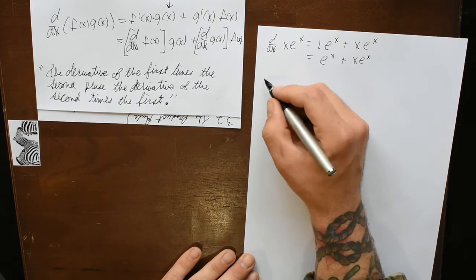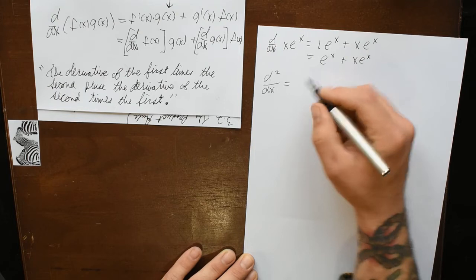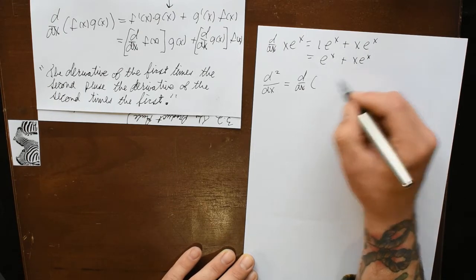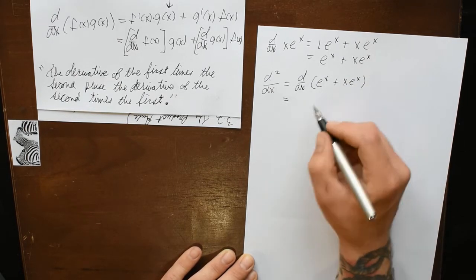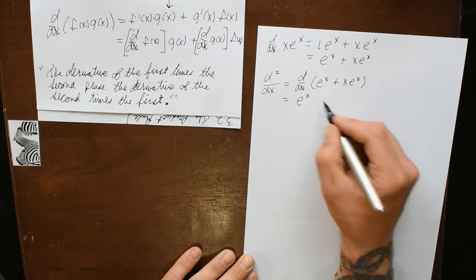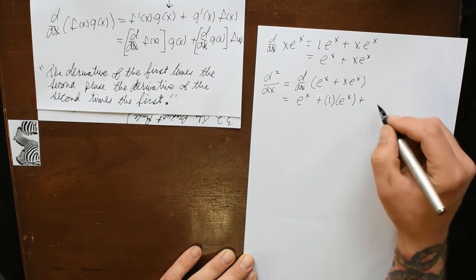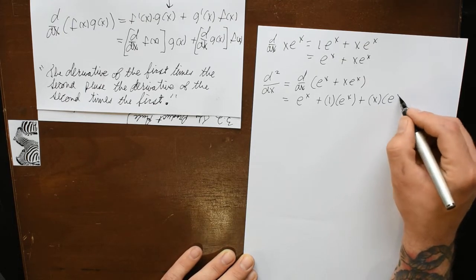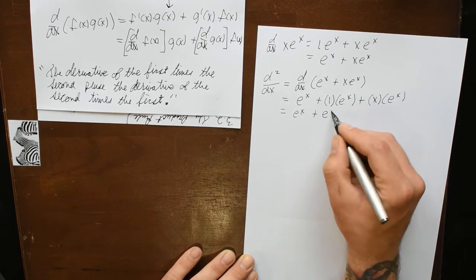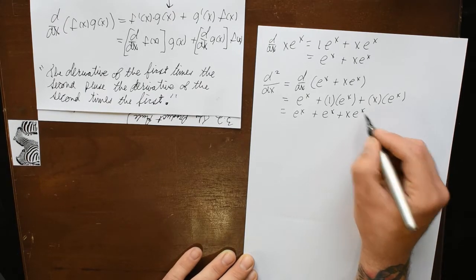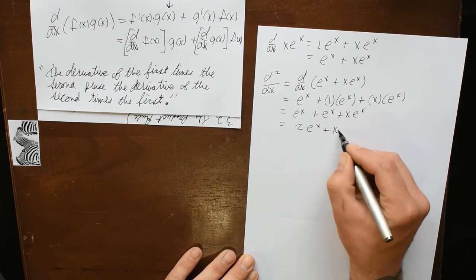Our second derivative with regards to x is equal to the derivative with regards to x of e to the x plus x e to the x. Well, that's equal to the derivative of e to the x, which is just e to the x, plus the derivative of your first times your second plus your first times the derivative of your second. That's going to be equal to e to the x plus e to the x plus x e to the x, or that is 2e to the x plus x e to the x.